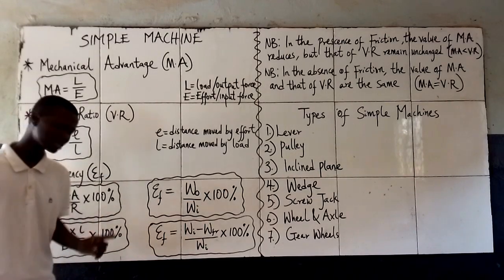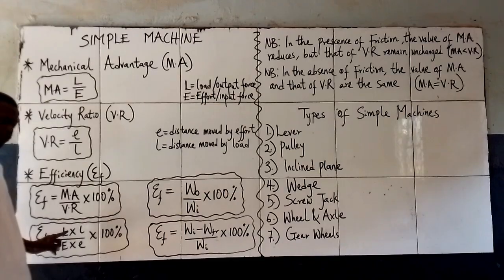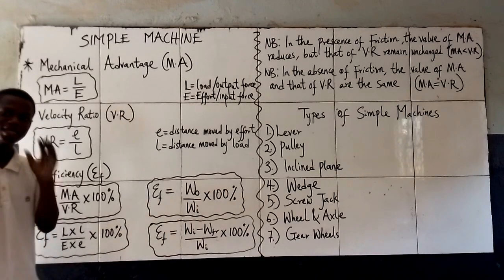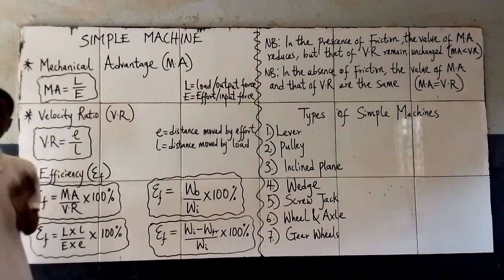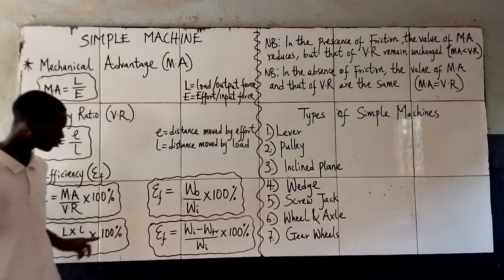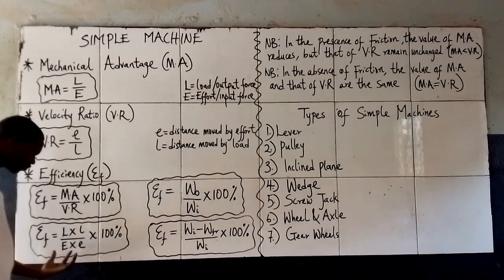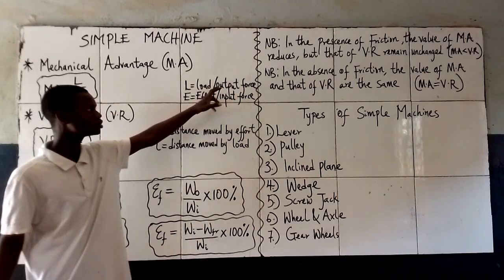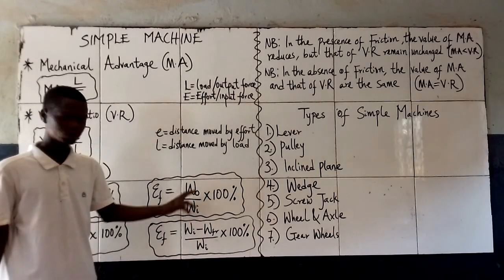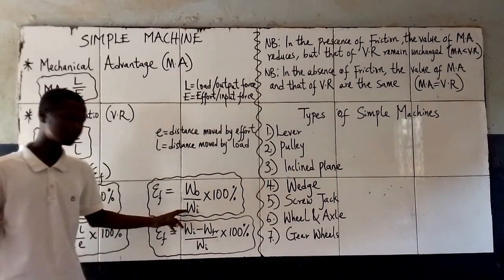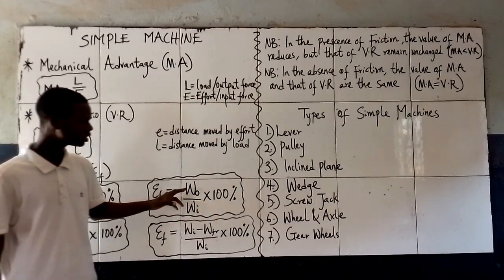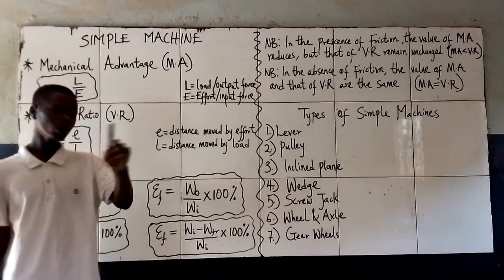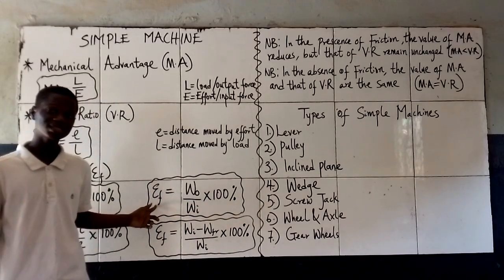Now if you observe clearly, we are having a form of force times distance. Remember, whenever force is times in distance, that quantity is called what? Work done. So this will give us the work done by the load over the work done by the effort. Remember, work done by the load is also the output work. Okay? While work done by the effort will now be the what? Input work. So the output work over the input work times 100% will also tell us the efficiency of that machine.